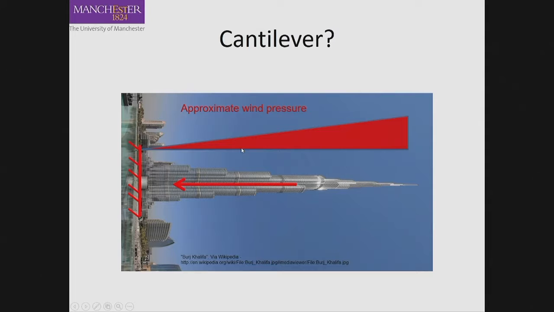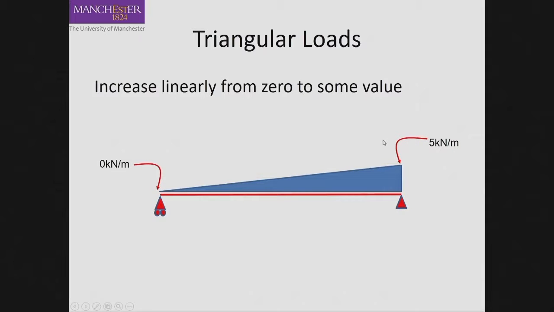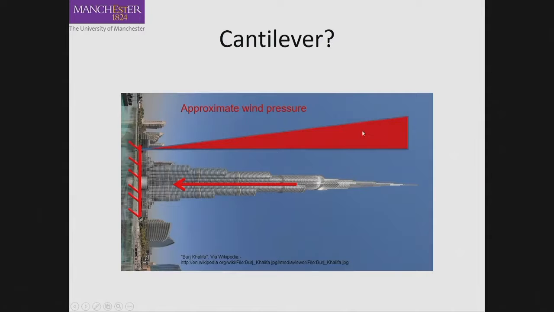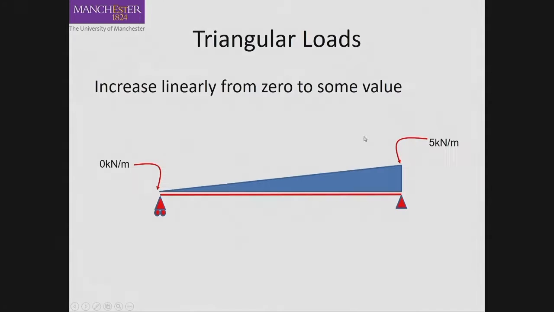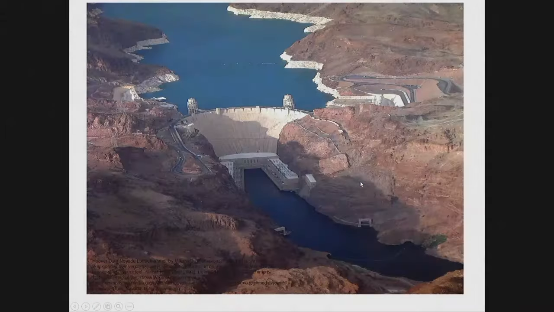It does not actually increase linearly in that way. It's very much like a parabola, but for approximation as a first one, you could consider that up to that height. So these are the wind pressures, for example, in this case of Burj Khalifa, it acts as a triangular load. And this is how we represent that. So it is a beam represented by a triangular load in there.